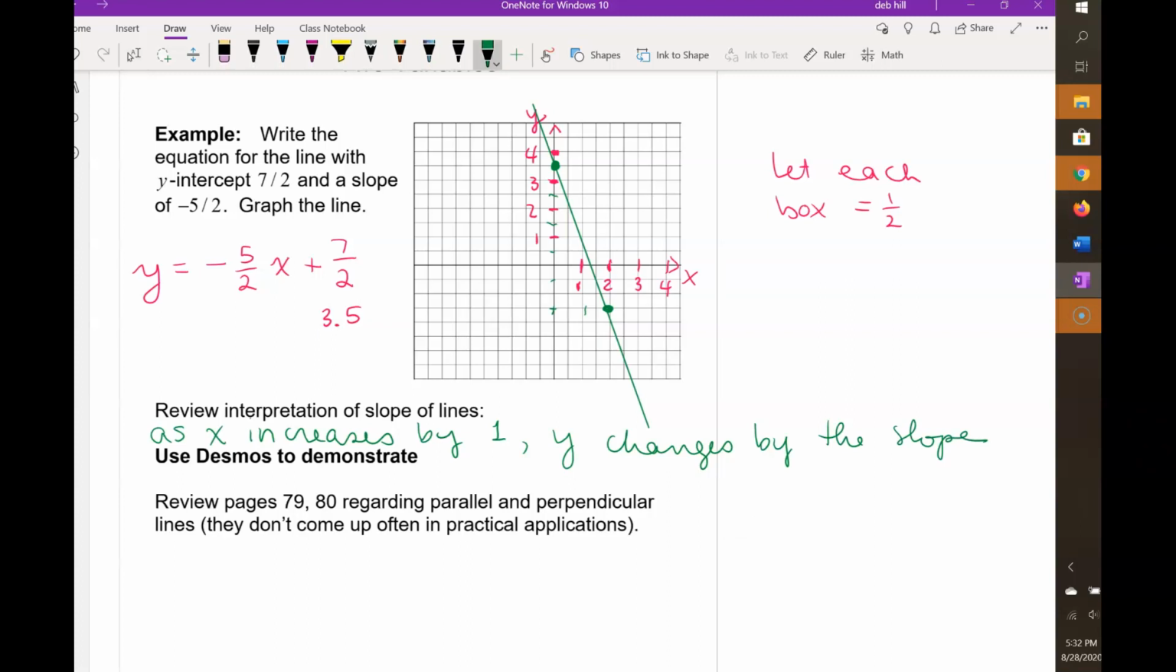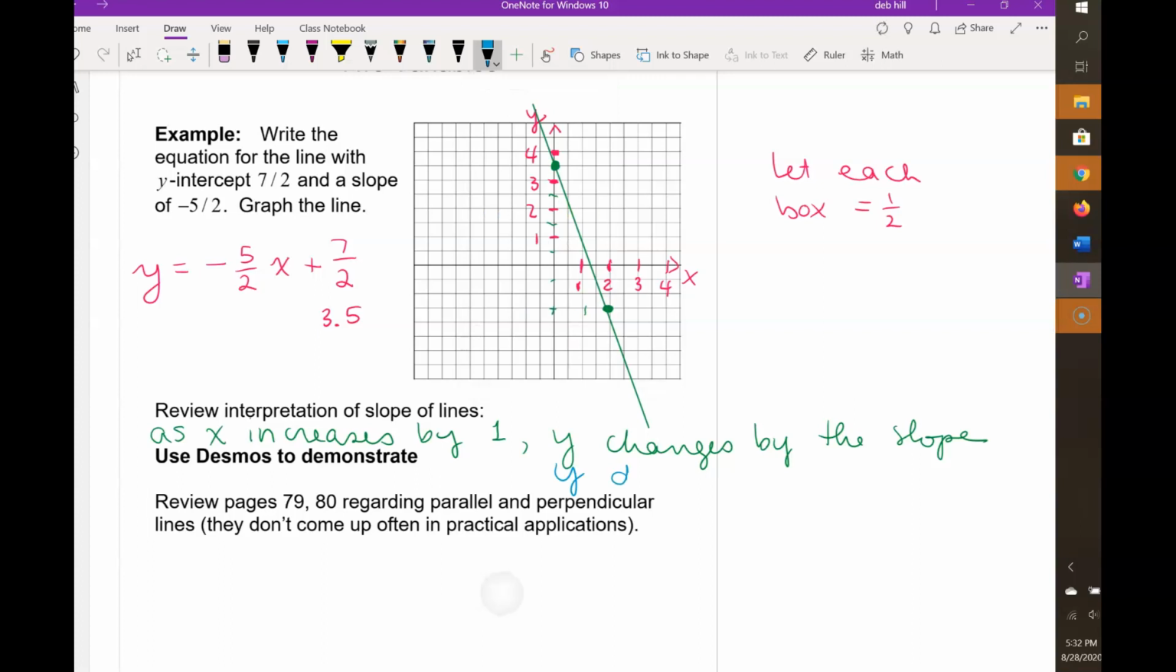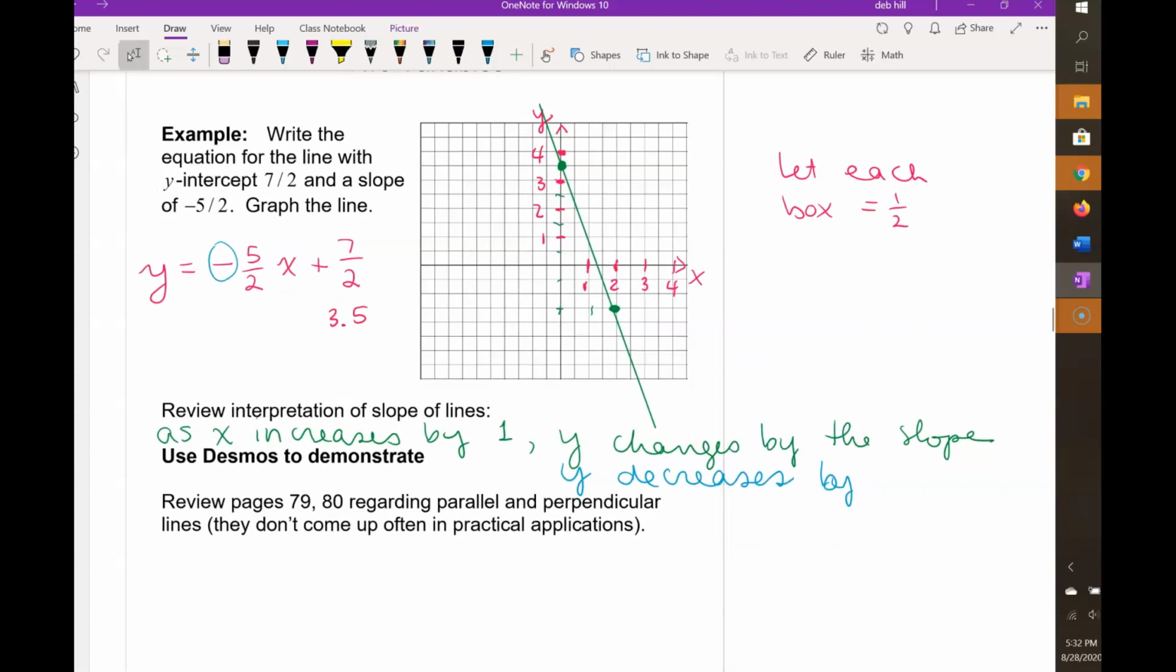So for this example, we would say as x increases by 1, y decreases, so the negative indicates decreasing, so you say decreases by 5/2. So you don't say decreases by negative 5/2. The word decreases indicates the negative. So you say, as x increases by 1, y decreases by 5/2.